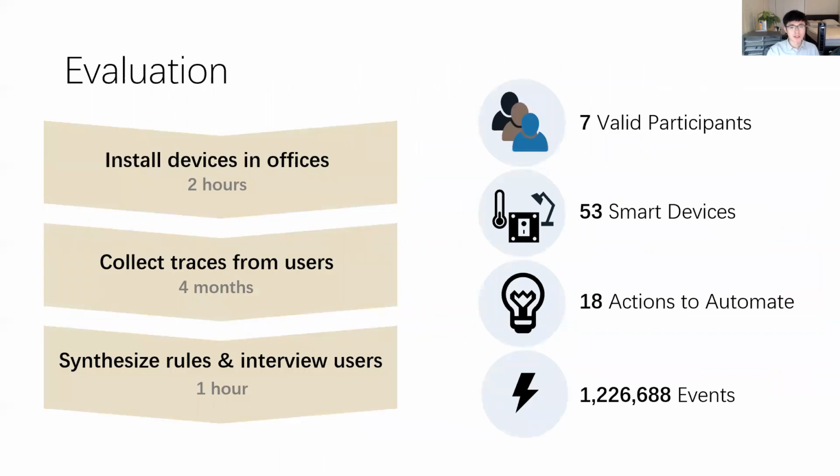We installed smart devices in 7 participants' offices in our department and collected their behavior for months. Altogether, we installed 53 devices and collected more than 1 million events. We identified 18 target actions to be automated, such as turning on the table lamp. At the end of the study, we used Trace2TAP to synthesize rules and presented rules to participants.